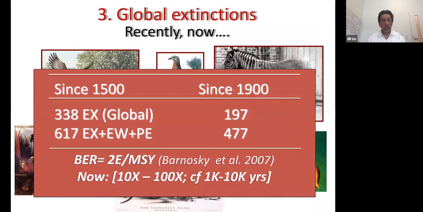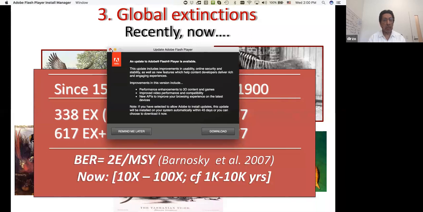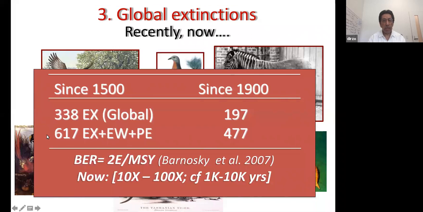That is to say, the extinctions that we have seen since the year 1500, and particularly since the year 1900, are now 10 times to about 100 times greater than they could have been in the past, given the background extinction processes.